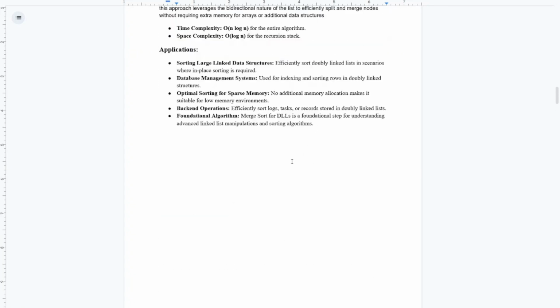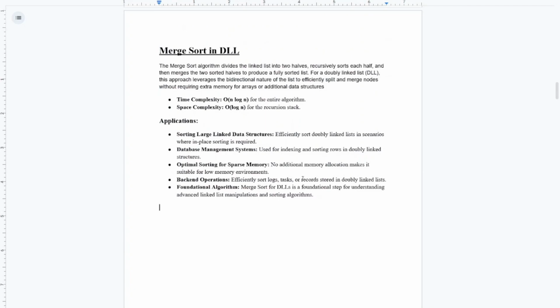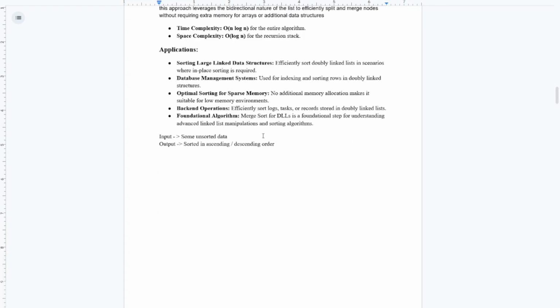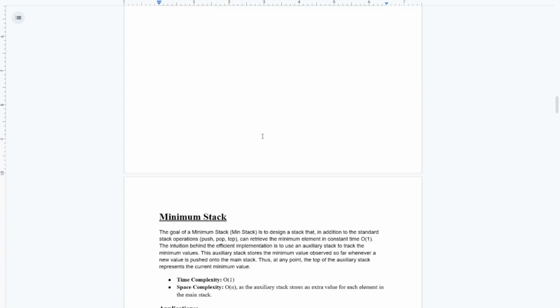Okay, and a probable input would be some unsorted data. Okay, and output would be sorted in ascending or descending order. Okay, using merge sort algorithm, divide and conquer approach.